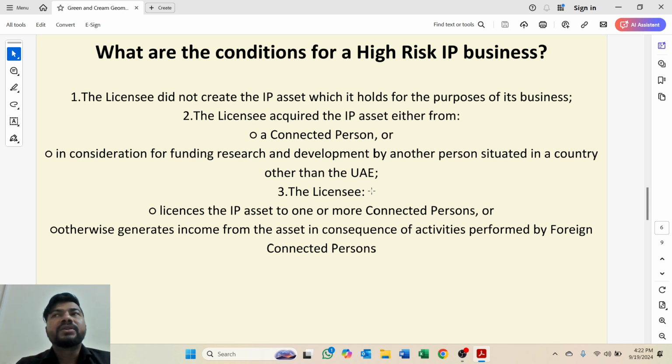Number one, that they hold the intellectual property, but they have not created or developed it. They have either acquired that intellectual property from a connected person, or any person who is not situated in the UAE, in exchange for funding for research and development cost. And the licensee earns the revenue from licensing that intellectual property to one or more connected persons, or earns revenue from the activities conducted by their foreign connected person. In that case, this intellectual property business will be considered to be a high risk intellectual property business.